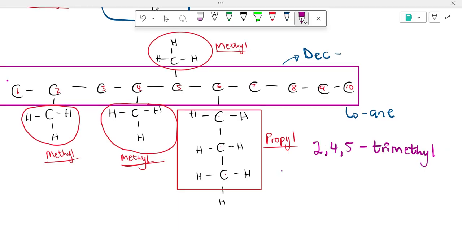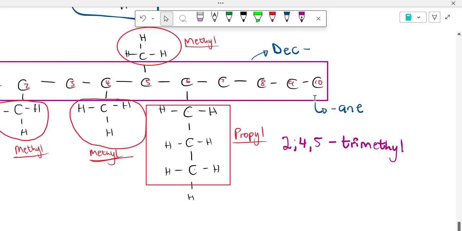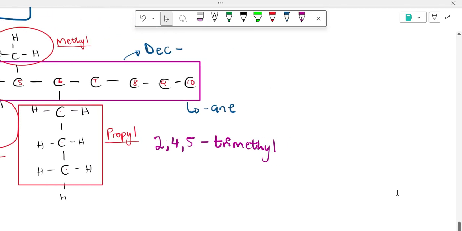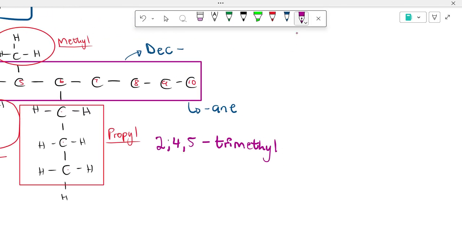Please make sure that your numbers are always written in ascending order. Don't write something like 5, 2, and 4. No, they must be in ascending order. So that's my IUPAC name thus far. I'm not done. It's 2,4,5. Notice how I'm using commas to separate numbers, but I'm using a dash to separate a number from a word. So that's 2,4,5-trimethyl-6-propyl. Sorry, 6-propyl. I'm not going to have any other numbers. So this then becomes decane.